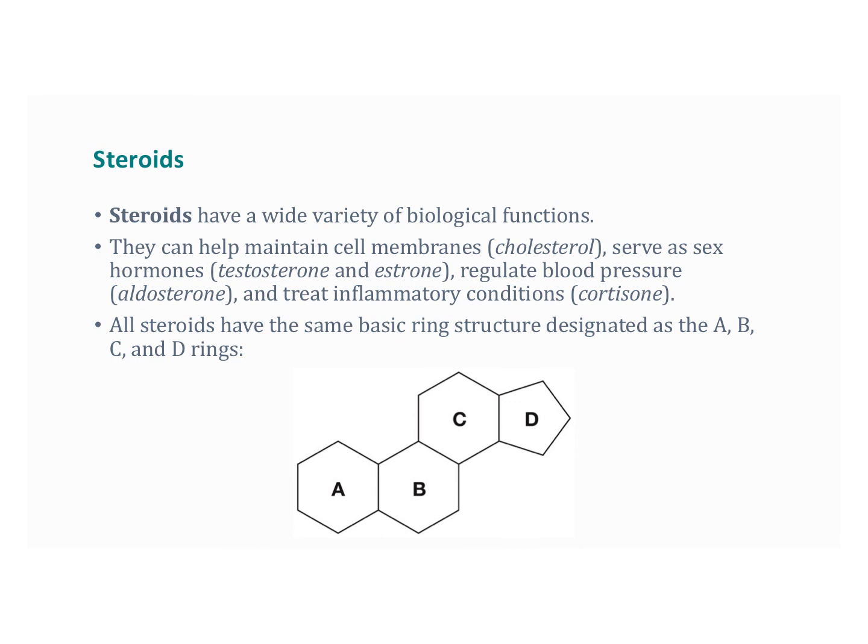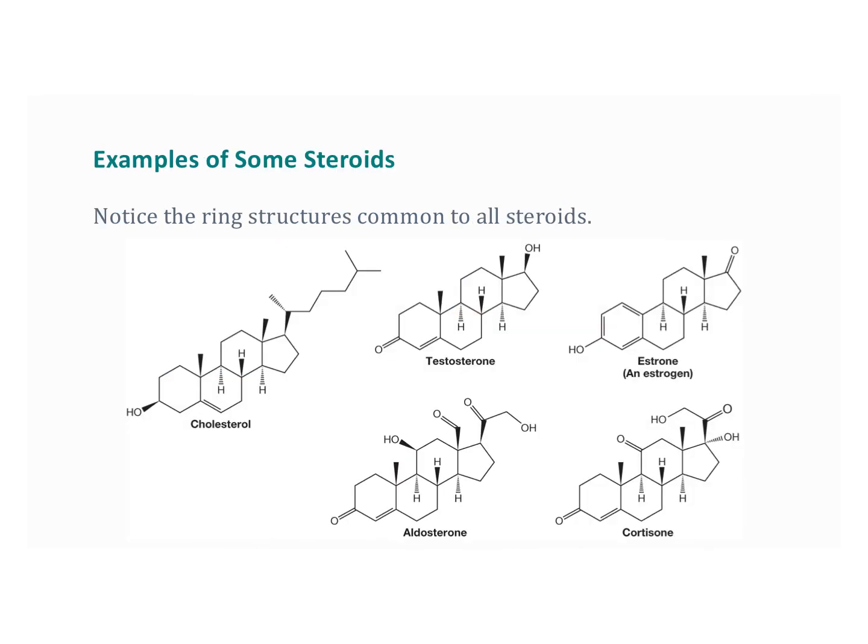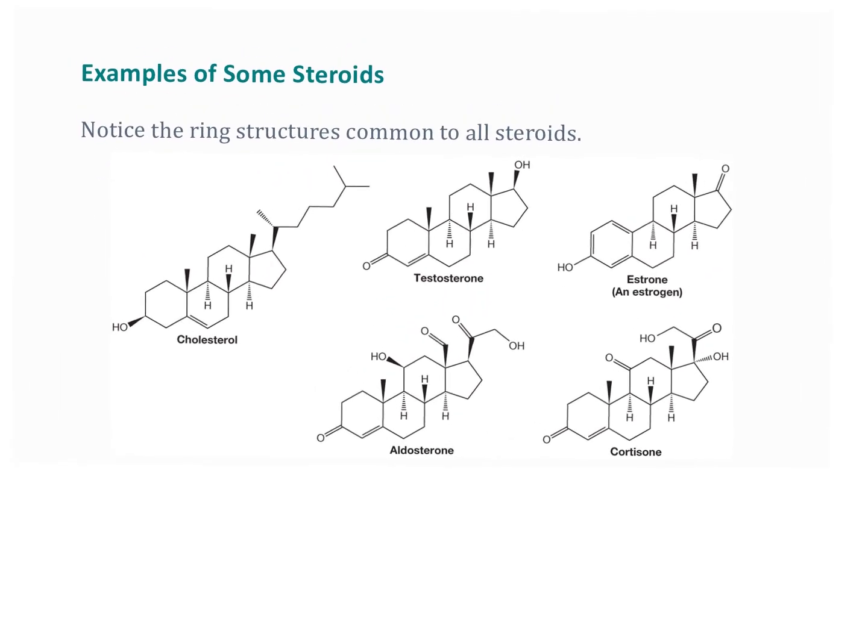Let's look at some examples of steroids. Here are some of the steroids that I mentioned on the previous slide, and I want you to notice the ring structures that are common here. All of these have cyclohexane, cyclohexane, cyclohexane, cyclopentane. Notice that we can have some double bonds that pop up, and different groups and functional groups off of these rings. But what classifies these as a steroid is this ring structure.